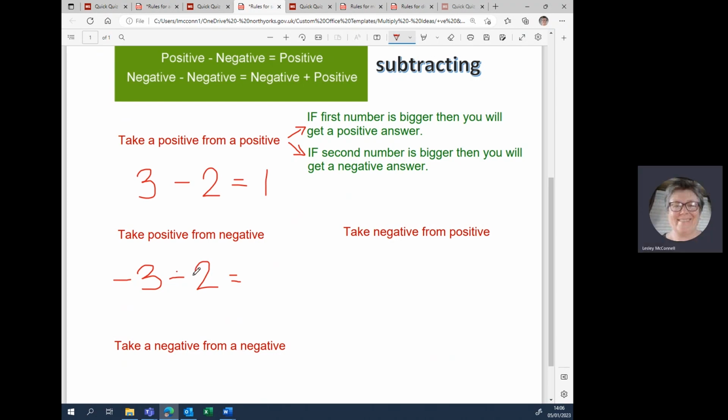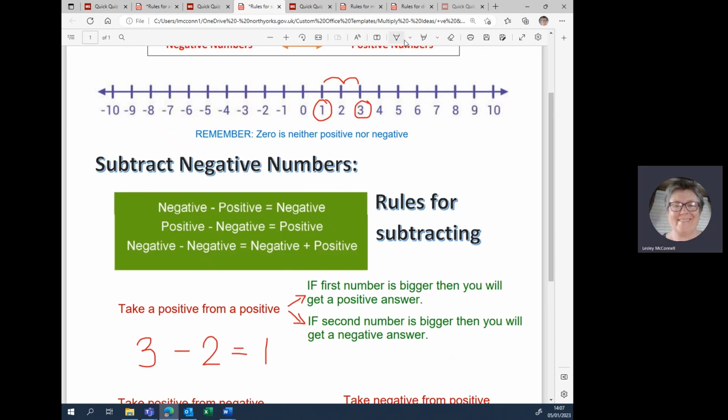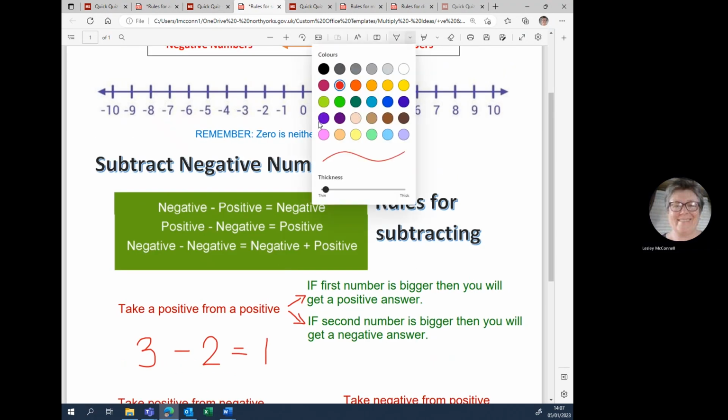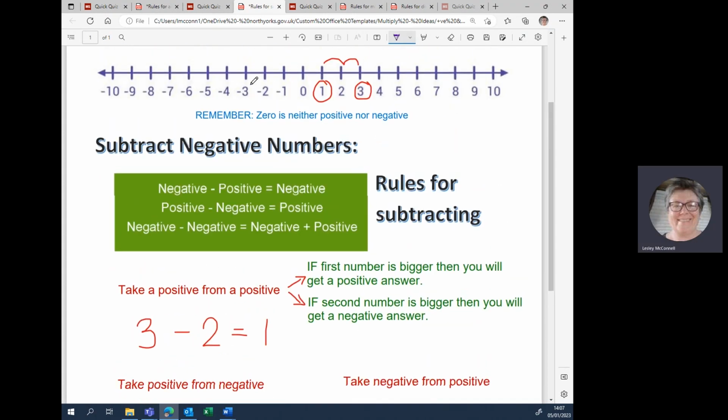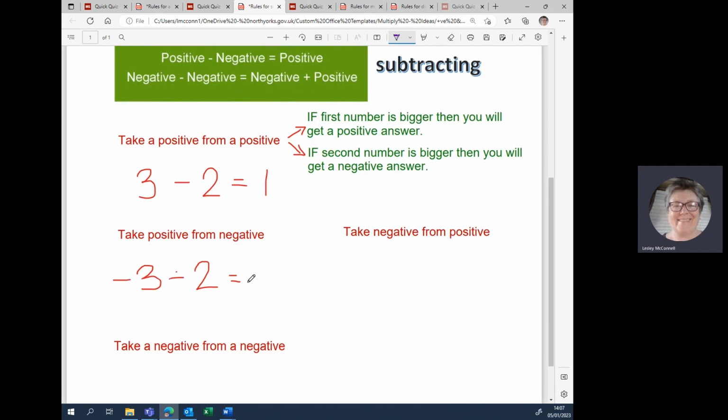Now, if this is a positive 2, we could put a plus in there, and this would convert to a negative anyway. So we don't really need to do that. We know that that's a positive, so this just stays the same. If we look at our number line for this, just change the colour so you can see the difference. We're starting with a negative 3 minus 2. Negative 3, take away 2, leaves us with an answer of negative 5. So as you can see, we have a negative answer.